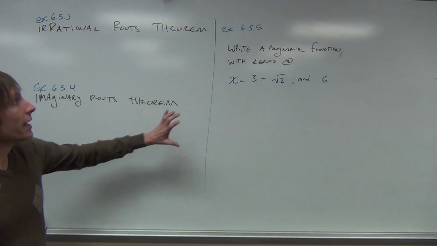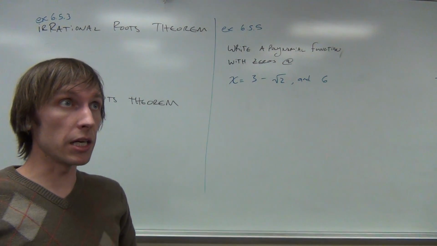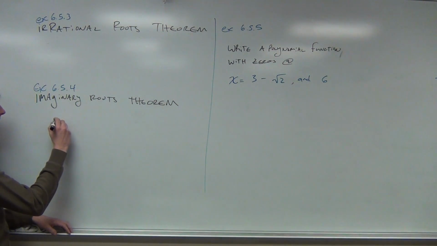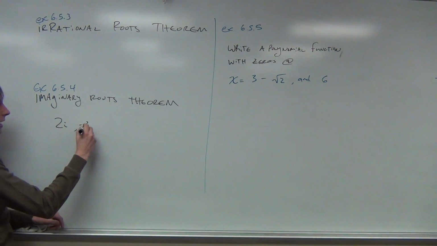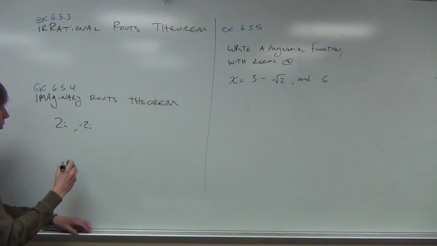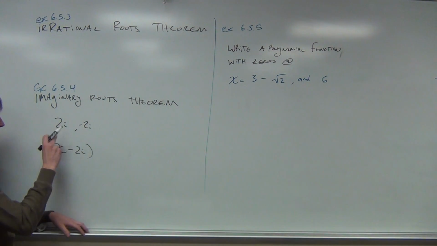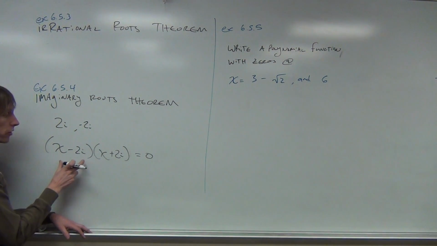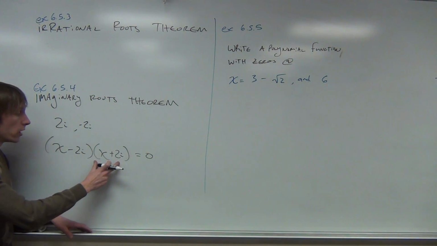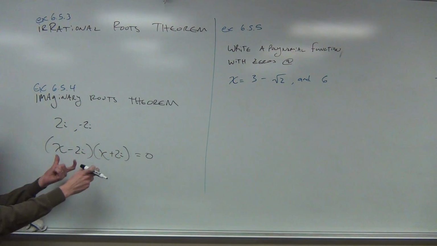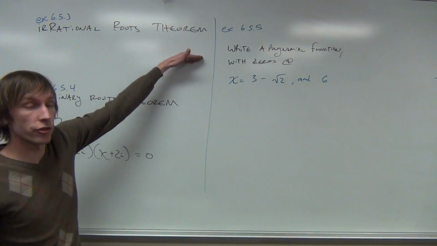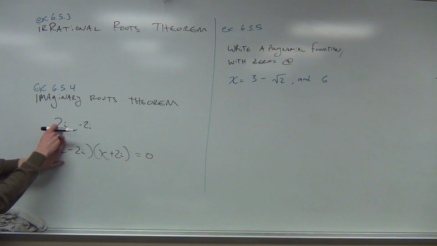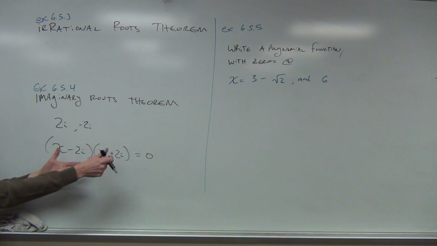So here's an example of how this works, and it can be something kind of simple. I think we did 2i and negative 2i. If those are my two roots, then we know that x minus this number and x minus that number would be factors of our polynomial. If I'm told to write a polynomial that has zeros at those values, I can write it like this.